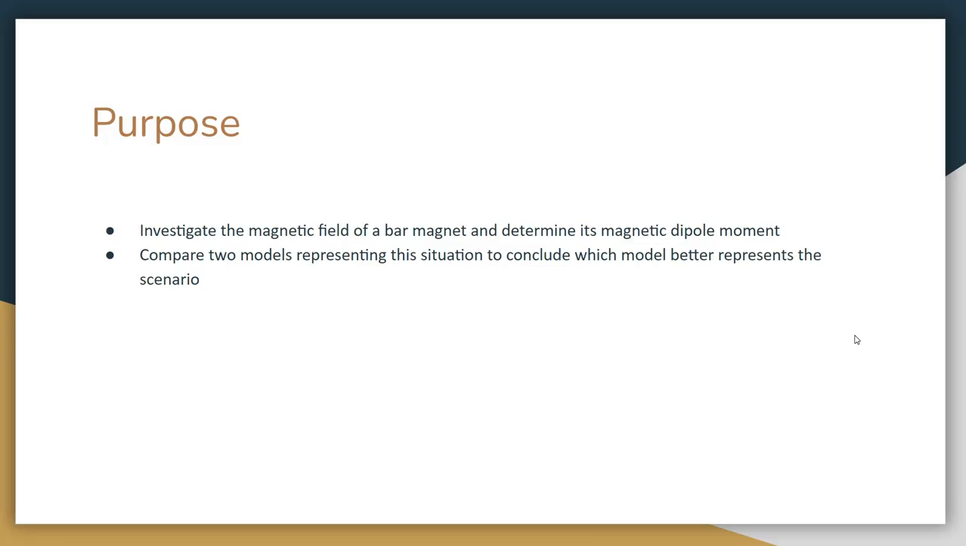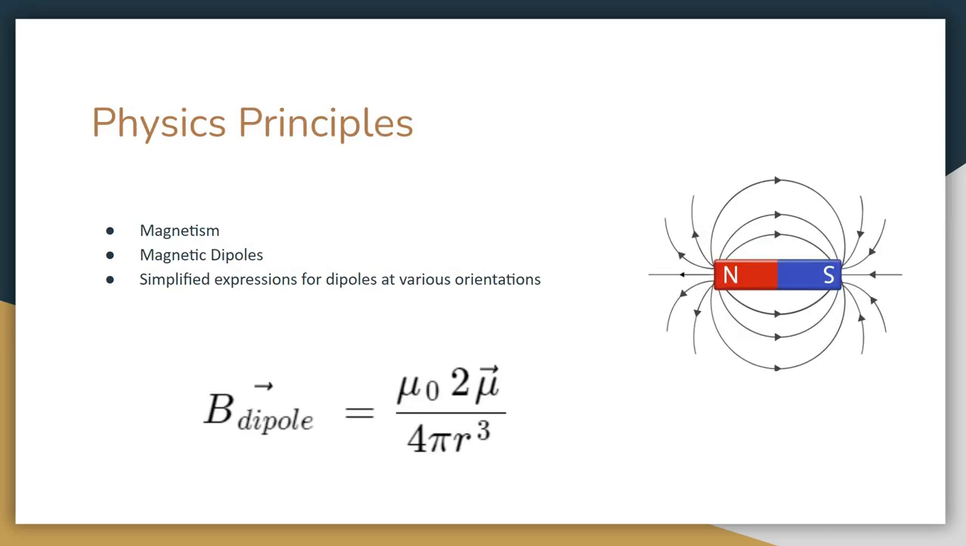So, to the introduction. The purpose of this lab is to investigate the magnetic field of the bar magnet and find the experimental value of the magnetic dipole moment using this, and then compare the two models, including the one from GlowScript, of the situation to determine which one better represents the scenario. Some physics principles used are magnetism, magnetic dipoles, and the simplified expressions for the dipoles at different orientations. You can see the formula below for the magnetic dipole.